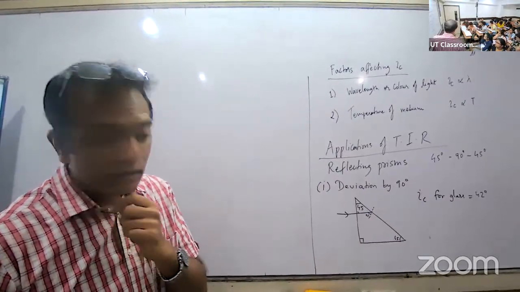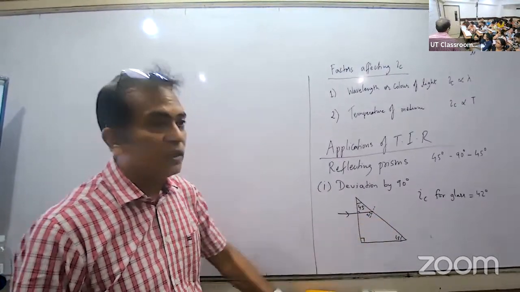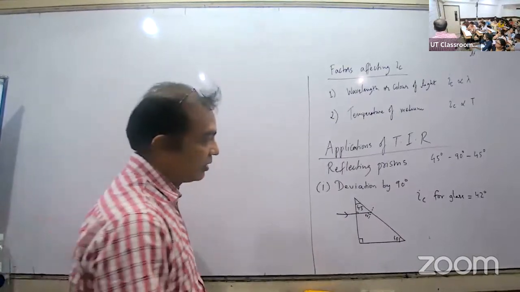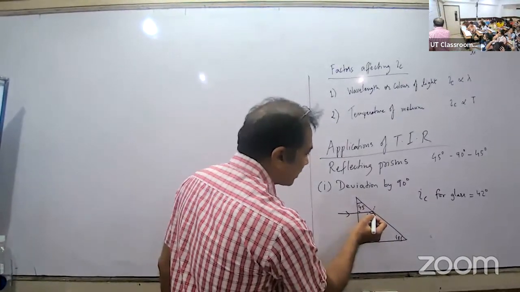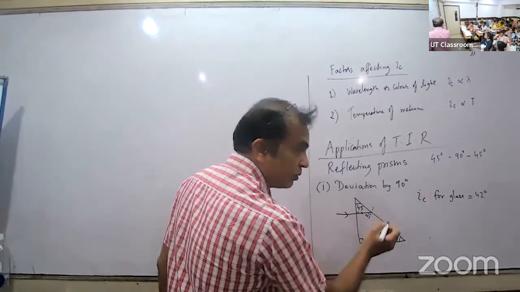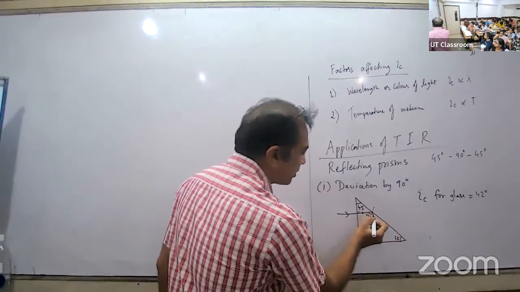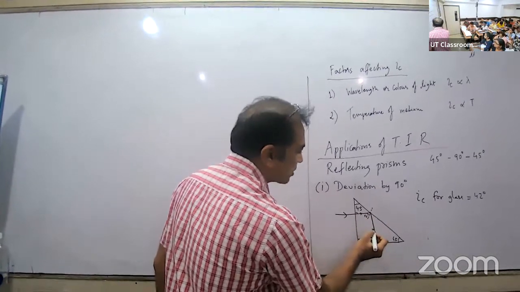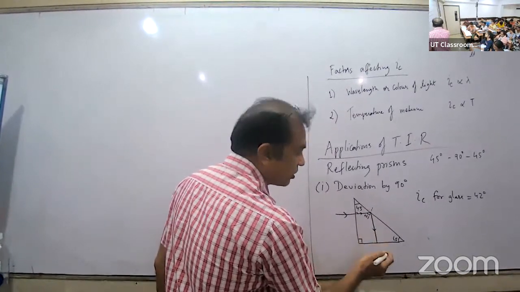So what should happen? Will it be refracted or will it suffer TIR? TIR. So again it will suffer TIR, because angle 45 is greater than 40. So it will not be refracted. It will suffer total internal reflection. And this is along the normal, so it will come out.